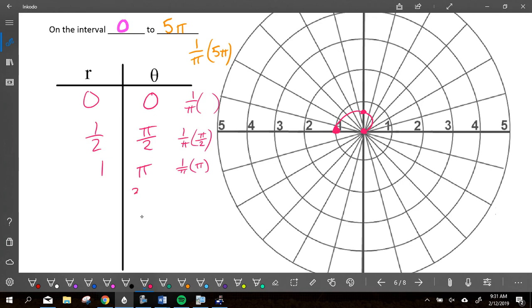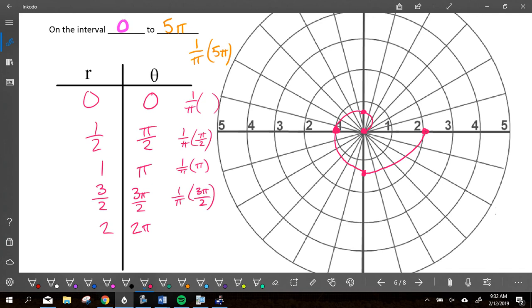Let's keep going. Let's go to 3 pi over 2. At 3 pi over 2, what's my radius going to be? 3 halves. And so I'd be down here at 3 halves. So it's going to keep spiraling out to 3 halves. If I went to 2 pi, my radius is 2. So it's going to spiral out. So normally, that's how much I would make on my graph. Continue with that thing. Keep going till 5 pi.